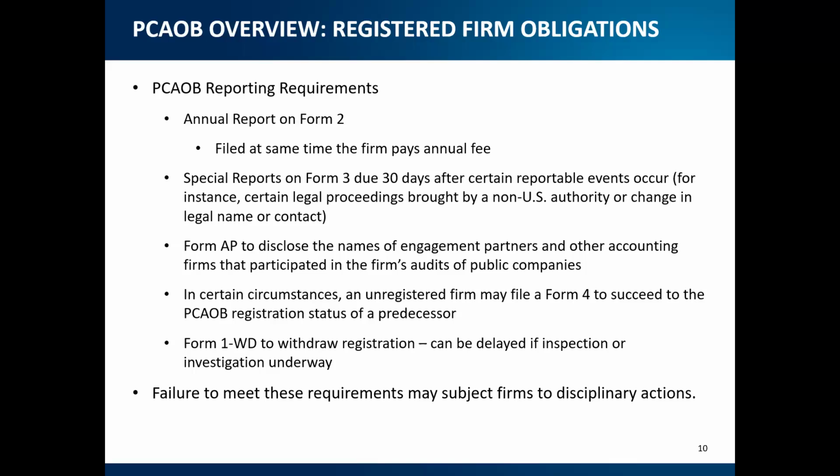Firms also have certain obligations under PCAOB rules to file periodic reports with the PCAOB. Each year, firms must file an annual report and pay an annual fee. In addition, firms may have to file special reports upon the occurrence of a variety of events and to file a Form AP when they issue an audit report. Failure to meet these requirements may subject firms to disciplinary actions. Withdrawing from PCAOB registration also requires the filing of a form, known as the WD-1 form, but the PCAOB has the right to delay such a withdrawal, for example, if an inspection or investigation of the firm is pending at the time.